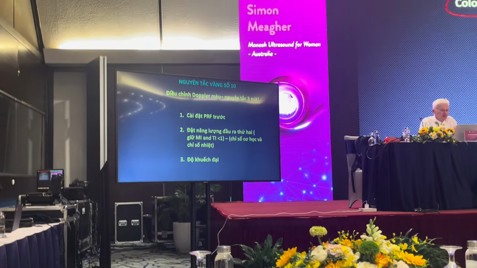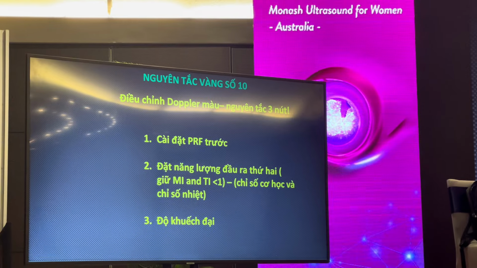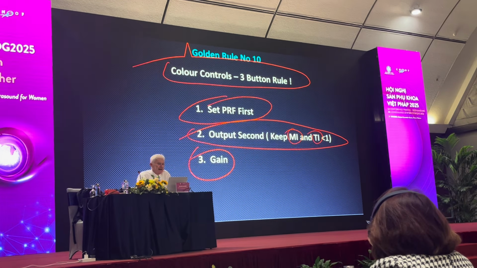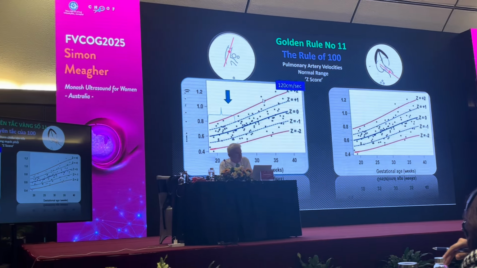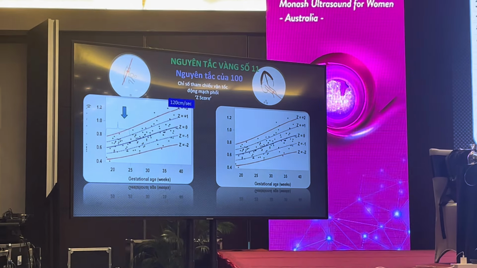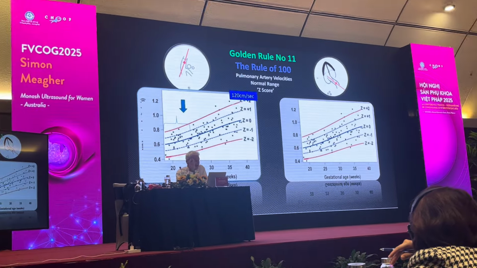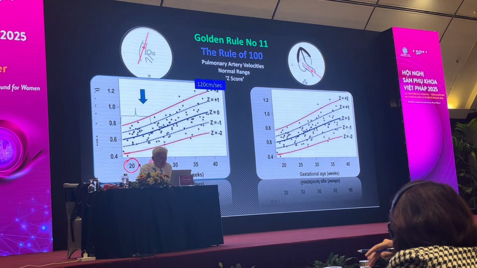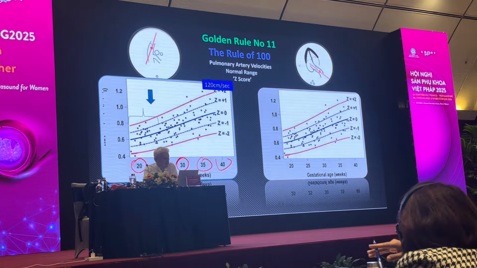So, in your color, a very important rule, number 10, is set your PRF first, set your output second, keeping your mechanical and thermal index less than 1, and select your gain, number 3. Rule number 11, when you are scanning a baby, you need to know what is the velocity of flow in the vessels that you're imaging. So that's how you choose to set your PRF.